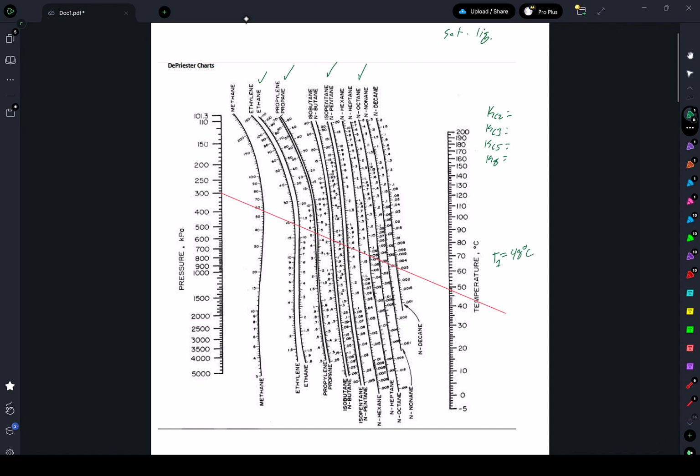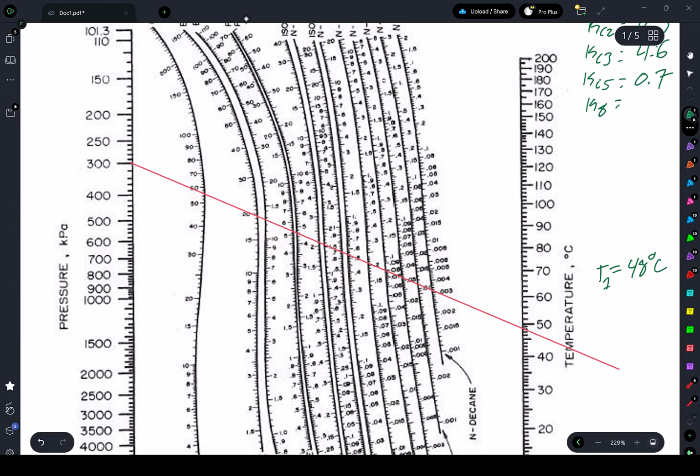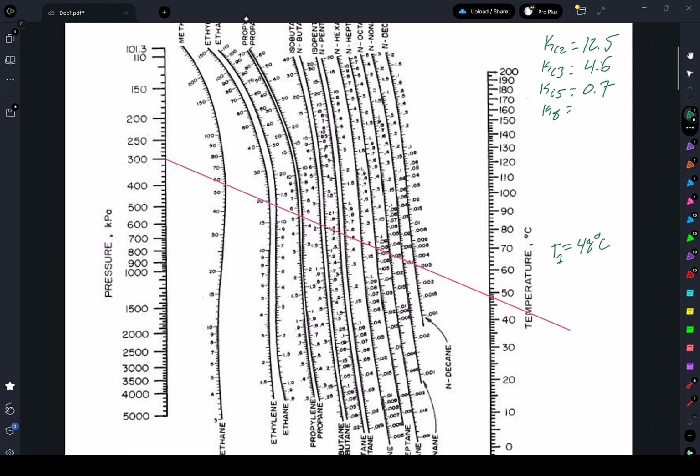Okay, so this new temperature corresponds to approximately, let's say, 48 degrees. Now at this, our ethane value is 12.5. Our propane value is 4.6. Our isopentane value is approximately 0.7. And our octane value is, it gets real messy, I can say about 0.032.